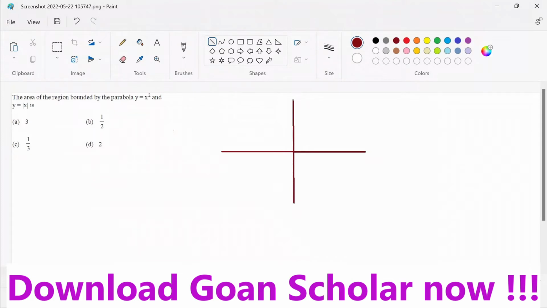Okay. What are the 4 parabolas? Let me draw them one by one. So, if it is like this, if it is like this, okay. In this case, it is on the right hand side along the x-axis. So, this must be x equal to y square.